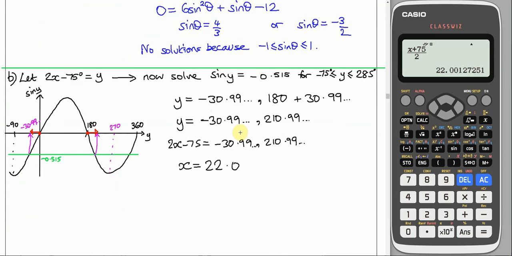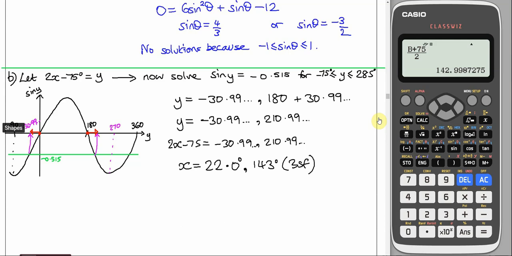So 22.0 to 3 significant figures, and then the other one, this 210, just checking, I stored it under B. So I just use the arrow keys and change that X into a B using the alpha key, and that gives me the second one. To 3 sig fig, that's going to be 143 degrees.